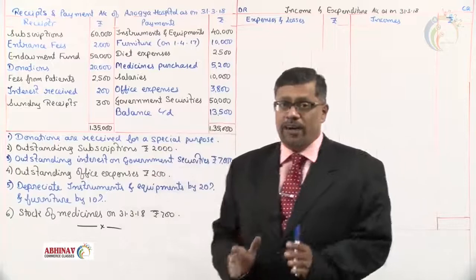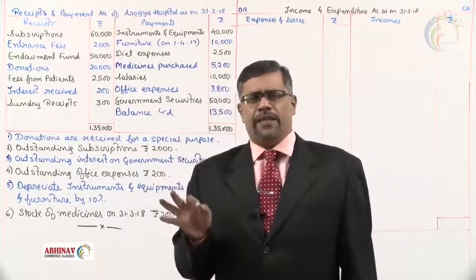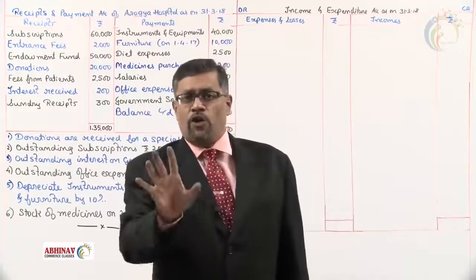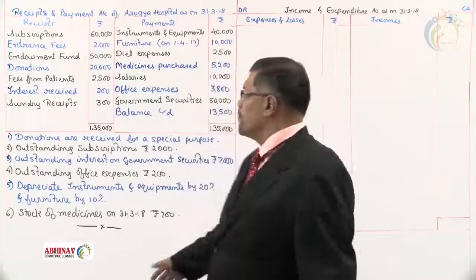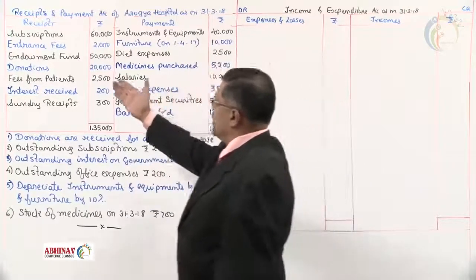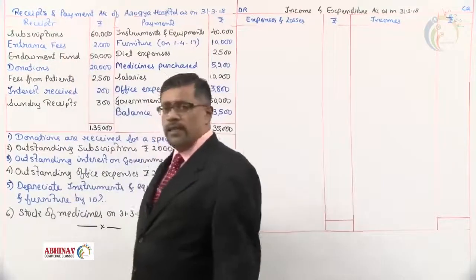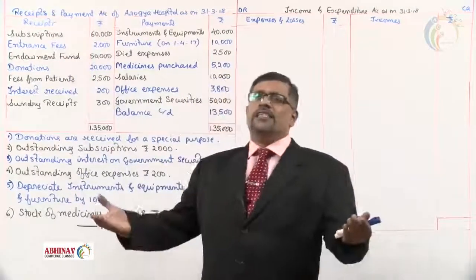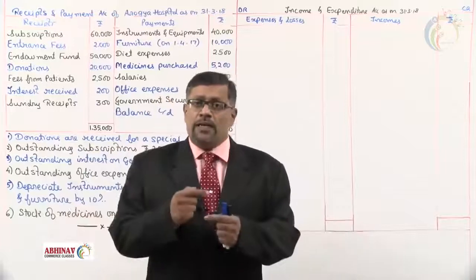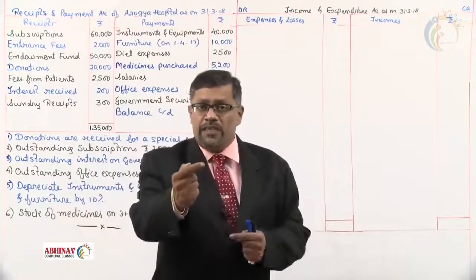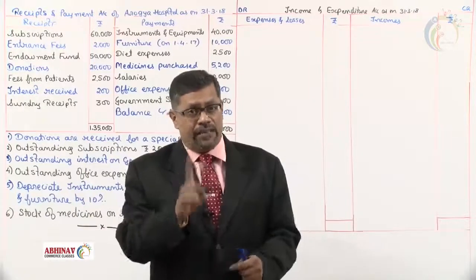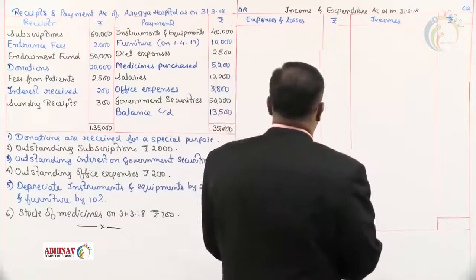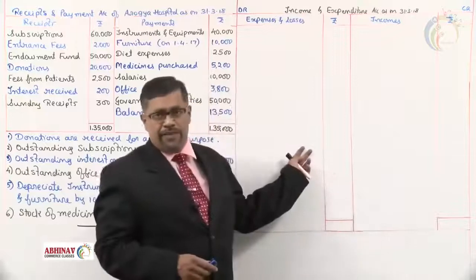As I explained, remember, only revenue items are to be taken. Capital items are not to be entered in income and expenditure account. Let's see. First, we'll consider the receipt side. What is the first one? Subscription. Subscription is nothing but the annual membership fees that we receive from the members. We receive it every year. It's revenue. Revenue items are to be taken in income and expenditure.